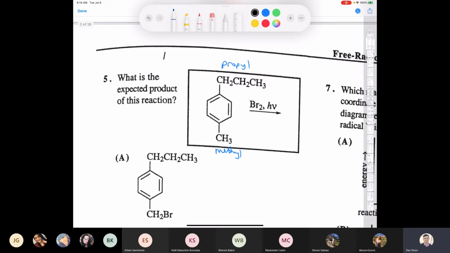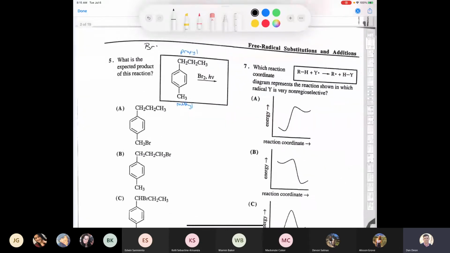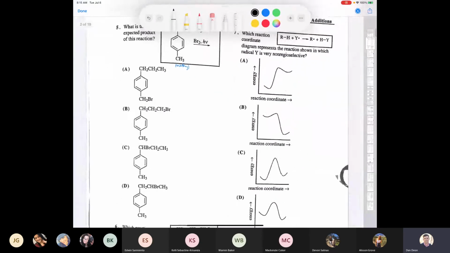So you would end up making a bromine radical. The first step is going to be a hydrogen abstraction. The next step is a halogen abstraction. But anyhow, it's just asking us, what would you expect? And we have 4 answers here.